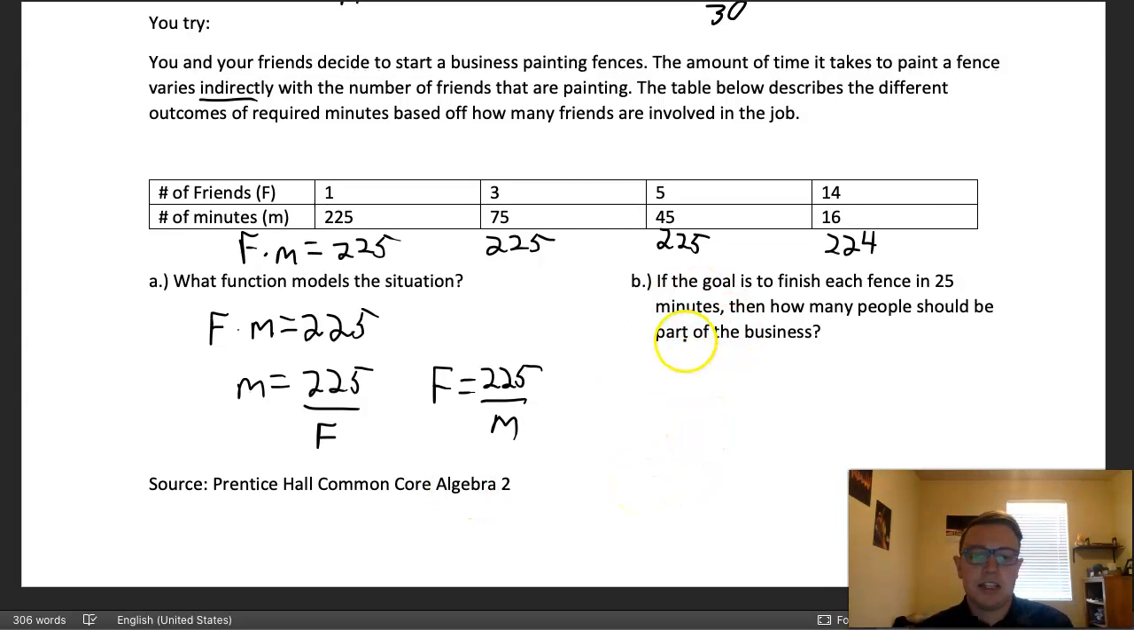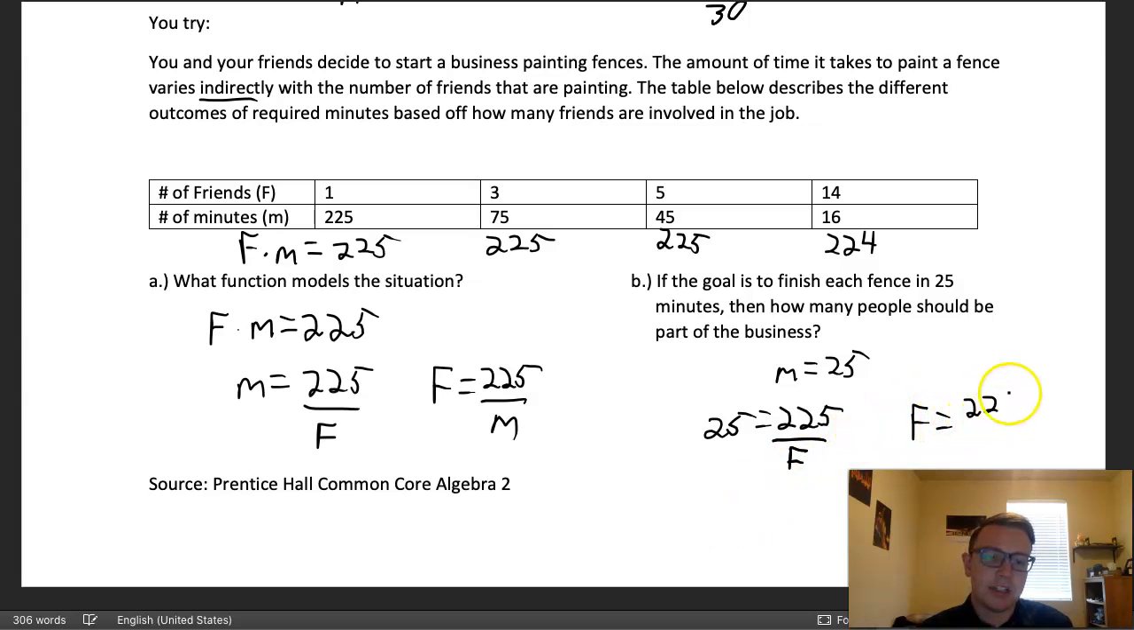Okay. What about the second part? If the goal is to finish each fence in 25 minutes, how many people do we want to have for the job? So if we want to finish the fence in 25 minutes, m is going to be equal to 25. So that means that 25 will be equal to 225 over f. Solving for that, f is equal to 225 over 25, which tells us we want to have 9 friends on the job.